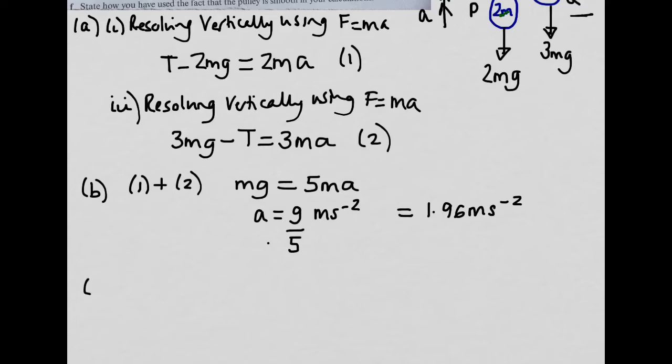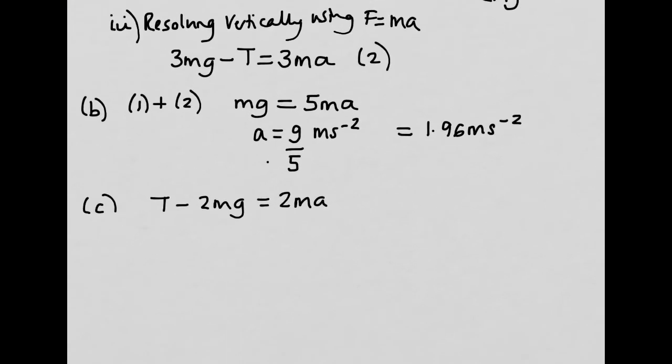So for part C, I can take my first equation, which I labelled number 1, and I can replace acceleration with g over 5. Notice I've gone back to the most accurate one. So T minus 2mg equals 2m multiplied by g over 5. Now, because 1.96 is exact, it would be fine to use it. However, later on when you do a question and you actually get involved in rounding, going back to that fractional answer keeps a level of accuracy throughout the question.